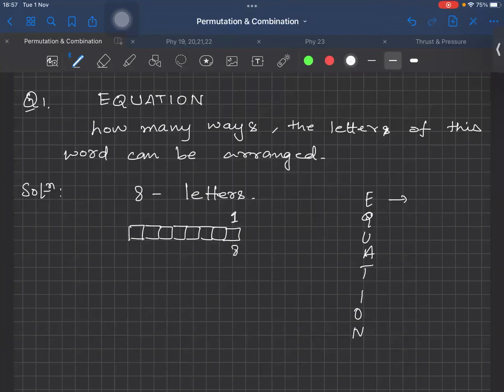Now, let's say you filled O here. How many letters are remaining? There are 7 remaining. Then 6, 5, 4, 3, 2, 1. And you have to fill all these places, you have to use all the letters. That means you just multiply these, and that is equal to 8 factorial. Anybody having doubt here? I think it's very clear, right? Or if you have doubt, we can do it again.